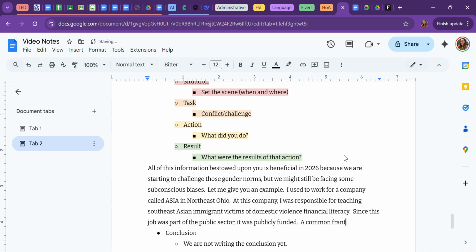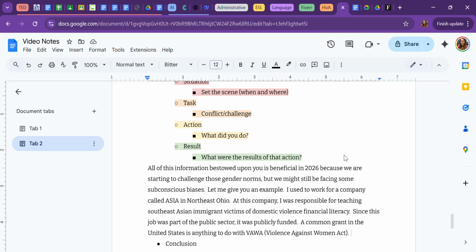A common grant in the United States is anything to do with VAWA. If you're unfamiliar with VAWA, this is the Violence Against Women Act. So that was the situation. I used to work at Asia Incorporated in Northeast Ohio. This is what I was responsible for doing at this company. And one of the common grants that we got was VAWA.